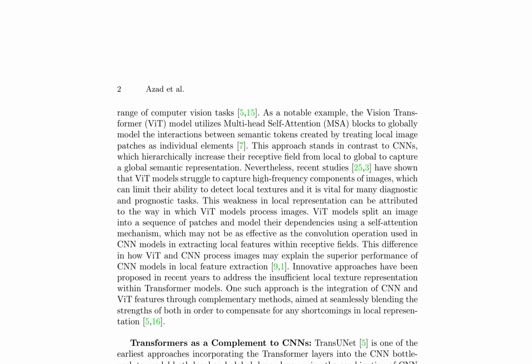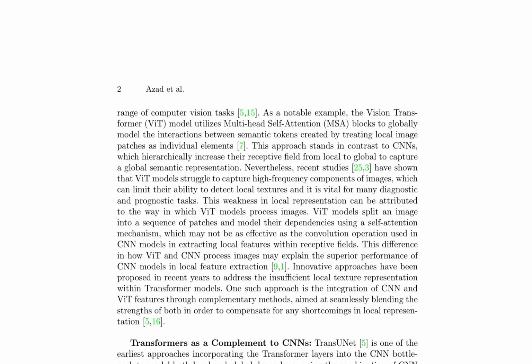The evolution of deep learning models in computer vision has led to the rise of transformer-based models, such as vision transformers, ViT, which have shown promising results in various tasks. The key to their success lies in their ability to model global semantic interactions through multi-head self-attention, MSA, blocks. However, these models struggle to capture high-frequency components of images, essential for detecting local textures in diagnostic and prognostic tasks.